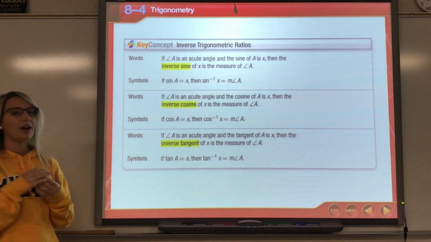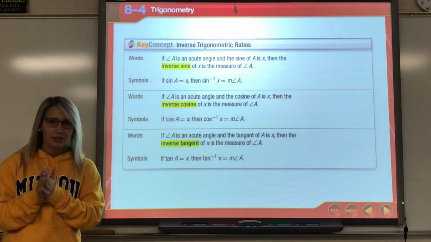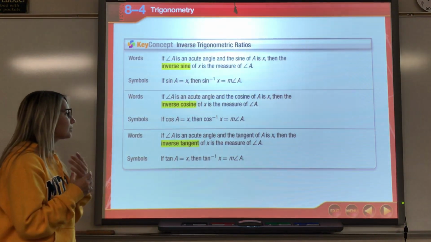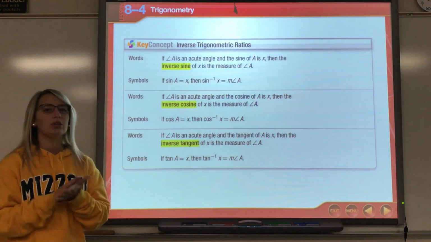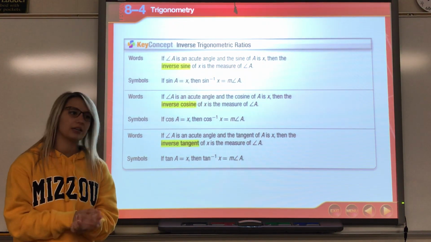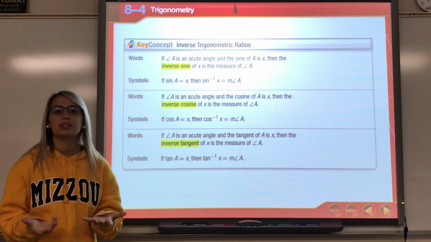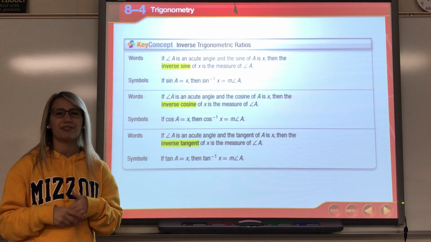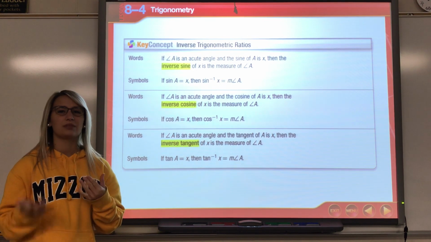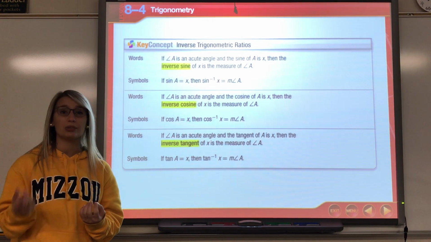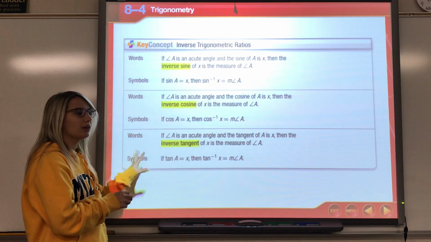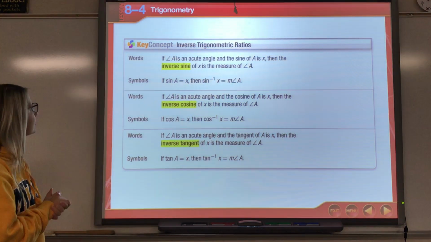Okay, so now we're introducing inverse ratios. We're going to talk about the inverse of sine, inverse cosine, and inverse tangent. We use these because, throwback to Algebra 2 earlier this year, when you're dealing with matrices and you want to divide by a matrix, it's not possible, right? Instead of dividing by a matrix, we would multiply by its inverse. So that's kind of how we undo these trig functions.